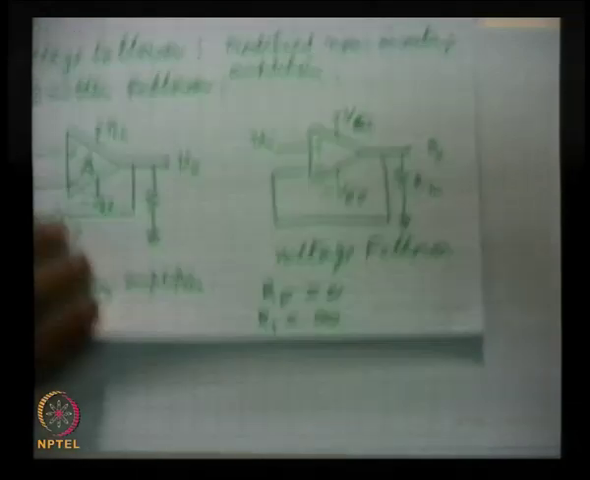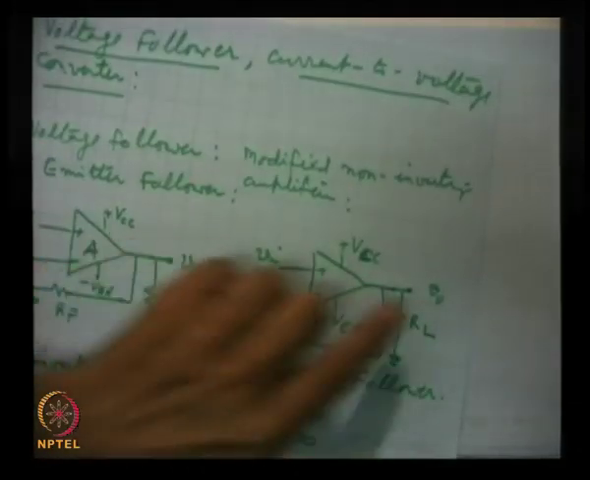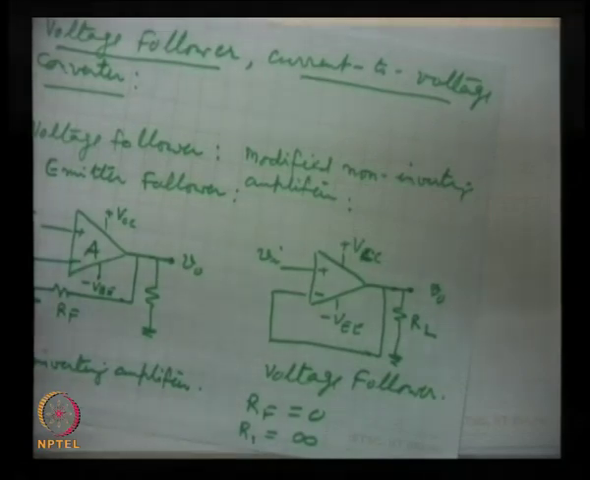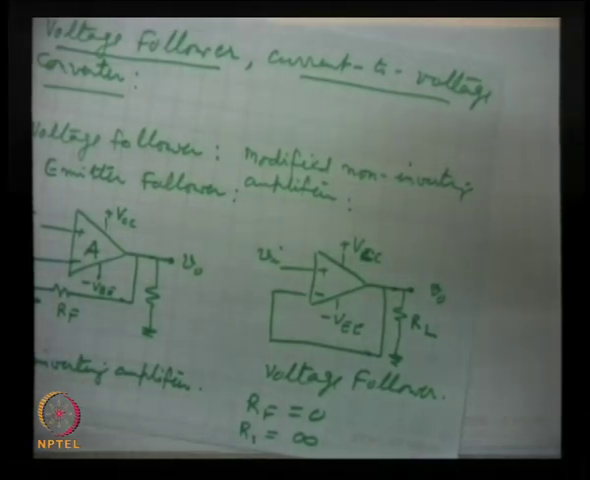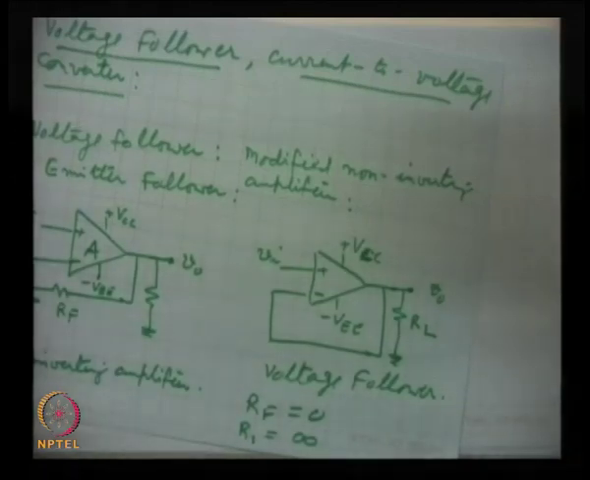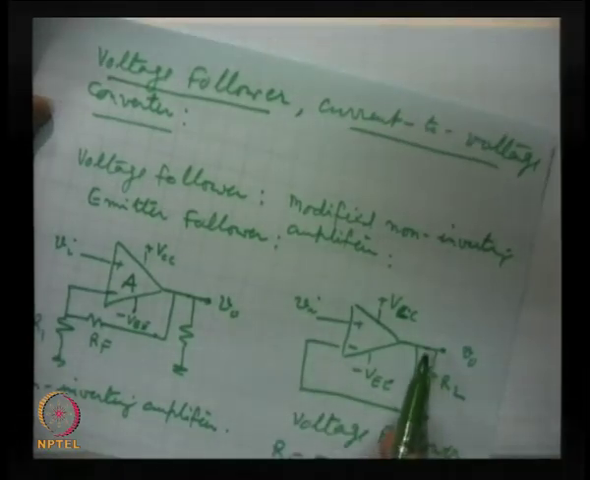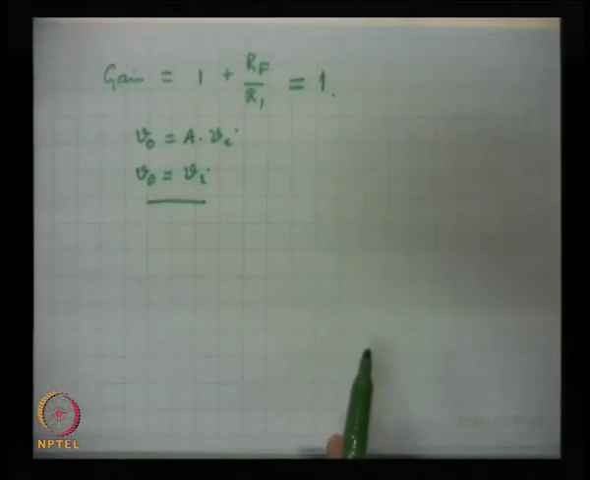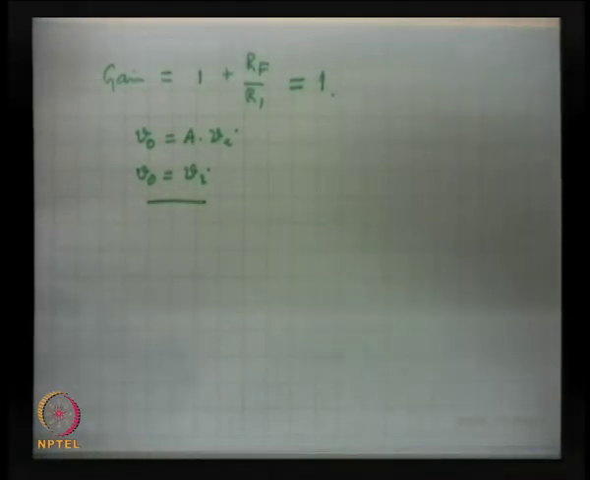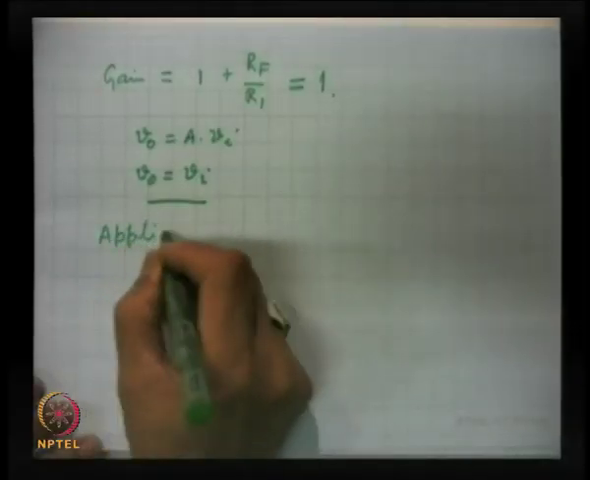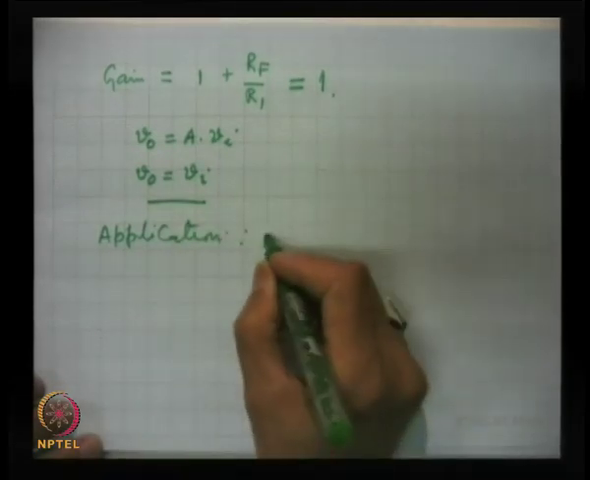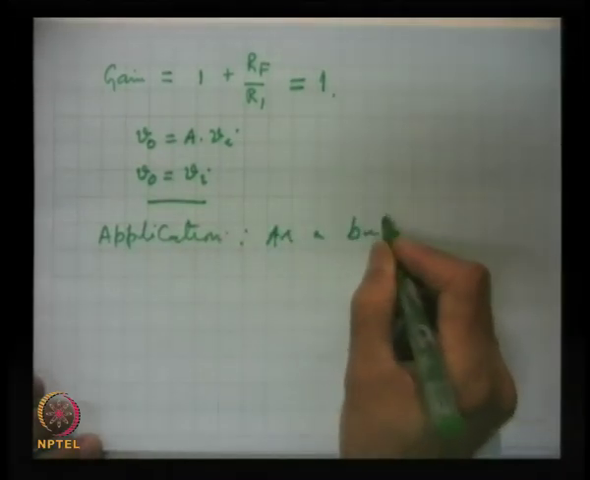Now, you may question that if the same voltage appears and the same phase appears, what is the function of voltage follower. The application of voltage follower is the same as for emitter follower, that is as a buffer amplifier. The input impedance is very high, output impedance is very low. So, this can be used for matching purposes, matching impedances. So, the application is as a buffer amplifier.